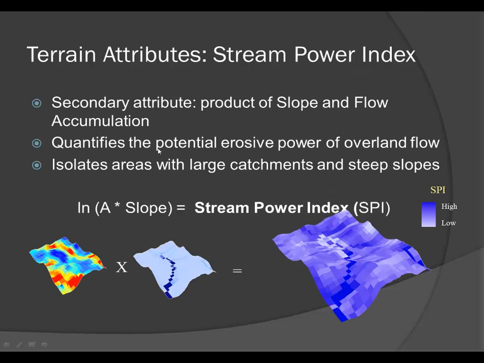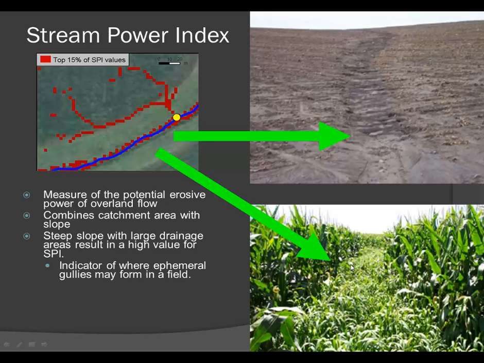The stream power index quantifies the erosive power of the flow and isolates those large areas with steep slopes. So you can see the high values in the stream power index where there are many cells contributing to them, and it's also very steep. We've isolated in this surface those high stream power index values. You can see along the red here, and this is the way it's represented on the landscape, a gully that is forming within this field, and it measures really the erosive power.